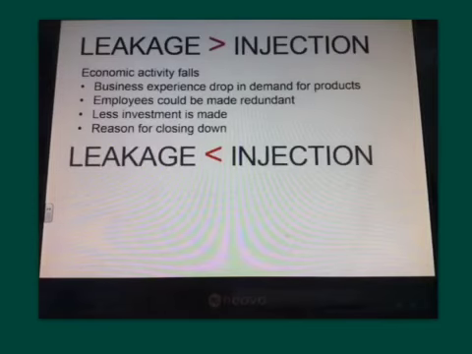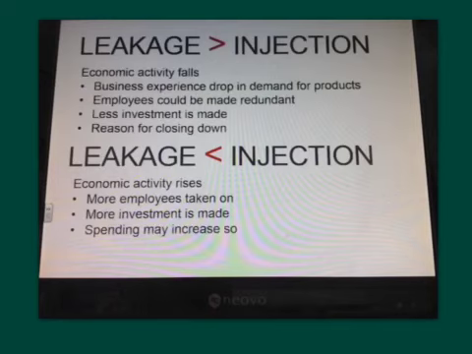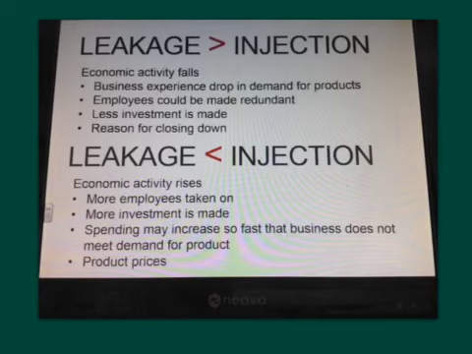If total injections are greater than total leakages, the level of economic activity will rise. This means that demand will rise and businesses will take on more employees and invest more. However, rising injections of income may mean that spending is increasing too fast and that businesses cannot meet the rising demand for their products. This will result in prices rising rapidly and can be very damaging for the economy.